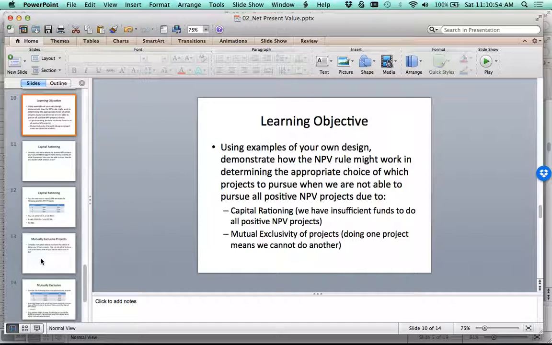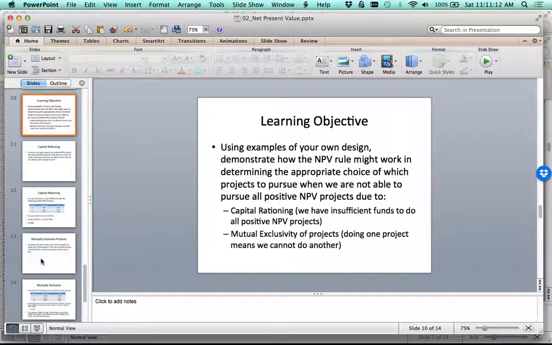Mutual exclusivity is a little bit different. That would be, let's say that if I were to do a project, I can't do another one. And so sometimes these are just two different versions of the same project.